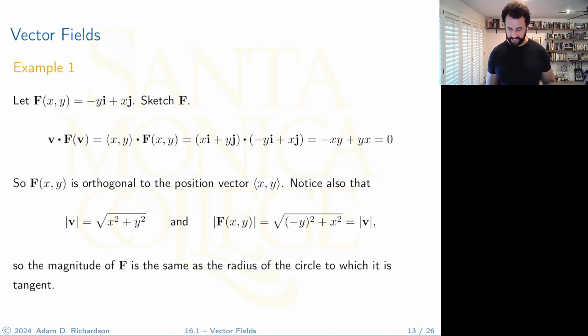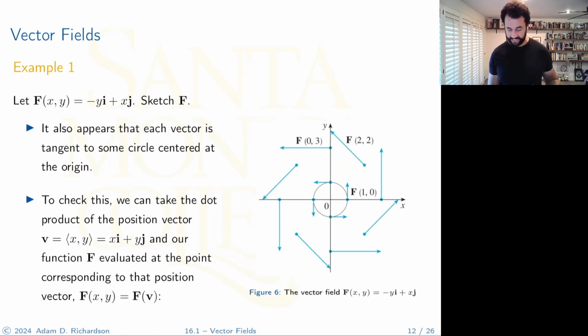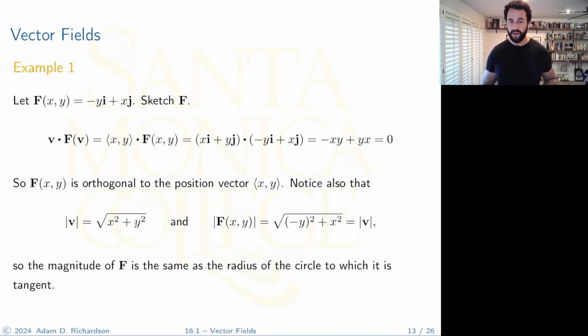And then when you do the arithmetic, you get negative xy plus yx, which equals 0. So our intuition that all of these vectors are indeed tangent to a circle centered at the origin is correct. That's what's happening here with this particular vector field.